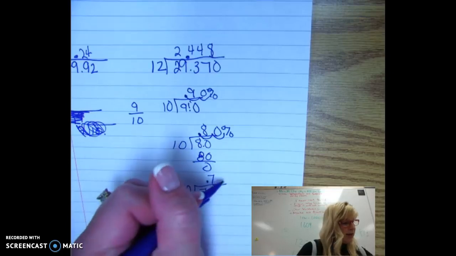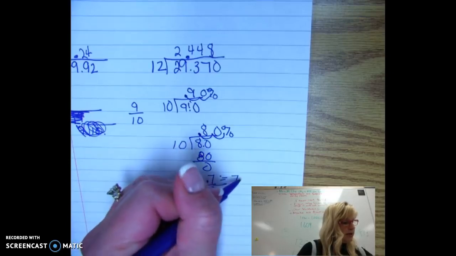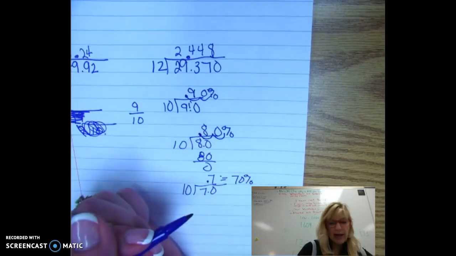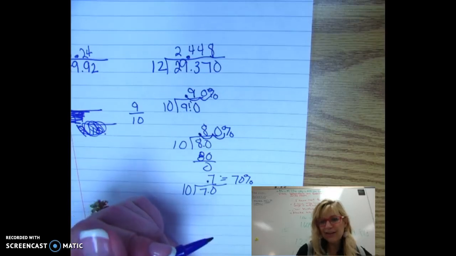0.7, so a 70% and above is a 2. Let's try to stay out of the 70s, shall we?